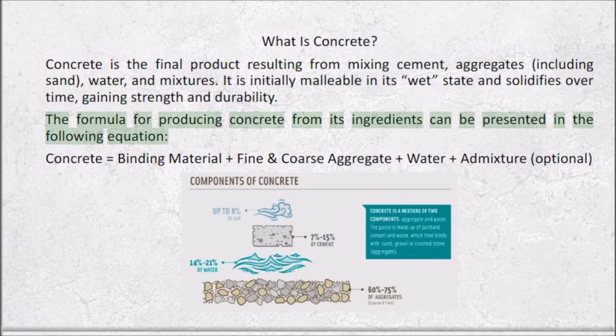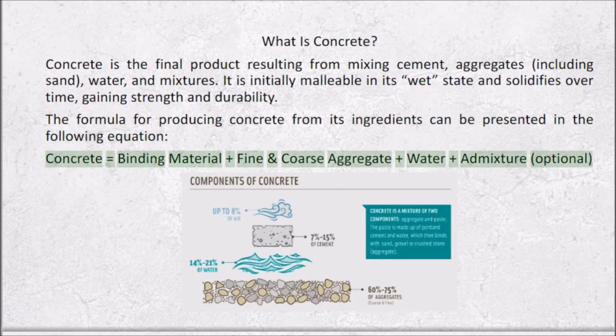The formula for producing concrete from its ingredients can be presented in the following equation. Concrete equals binding material plus fine and coarse aggregate plus water plus admixture, optional.